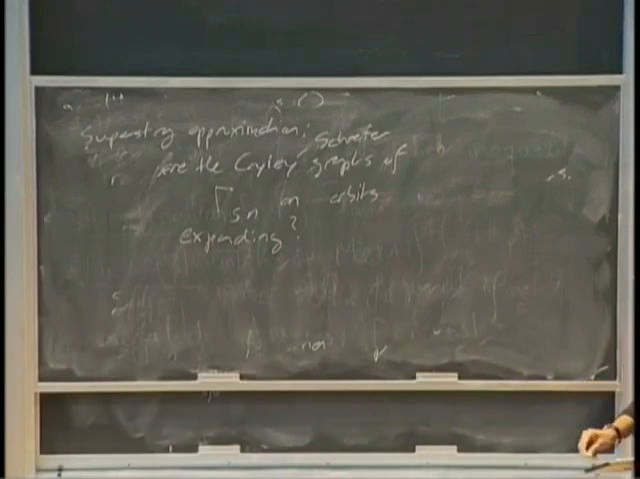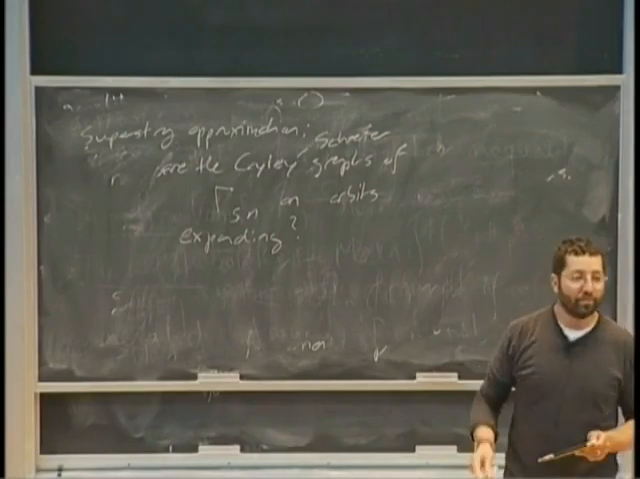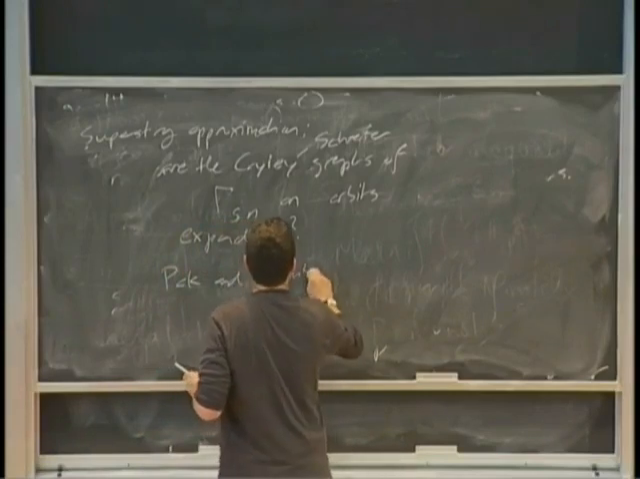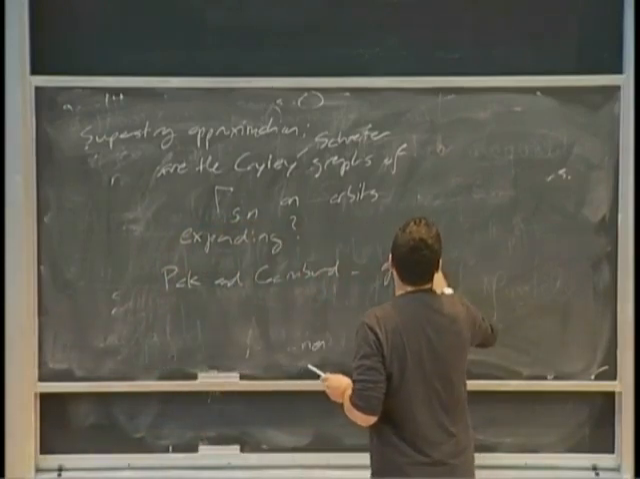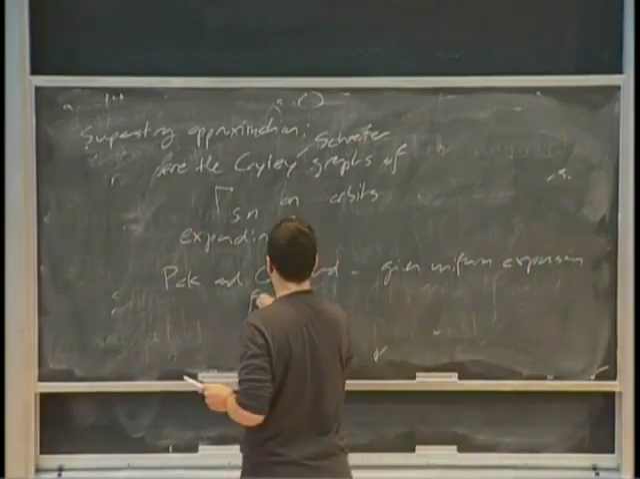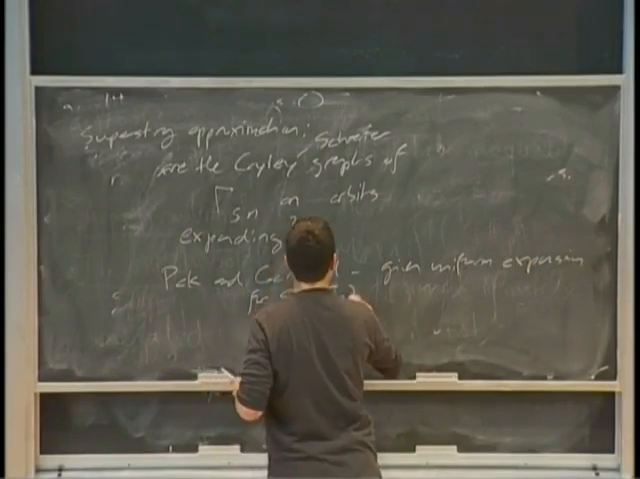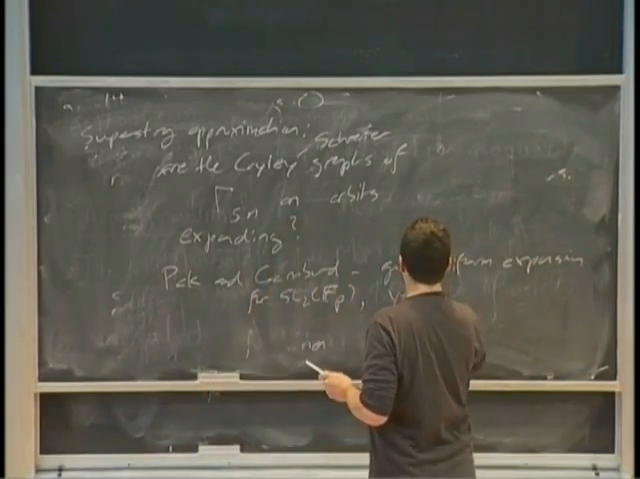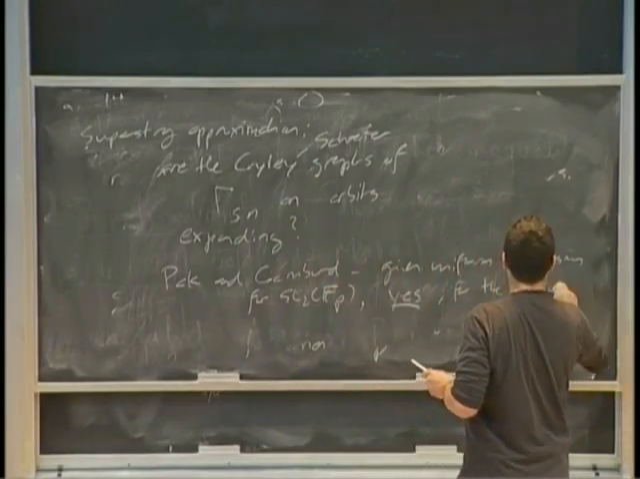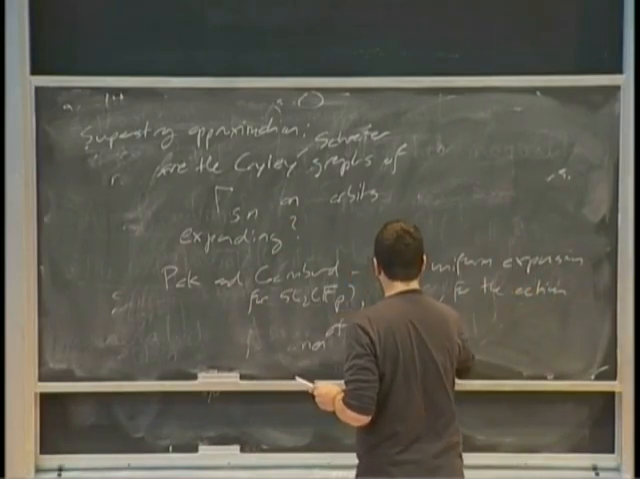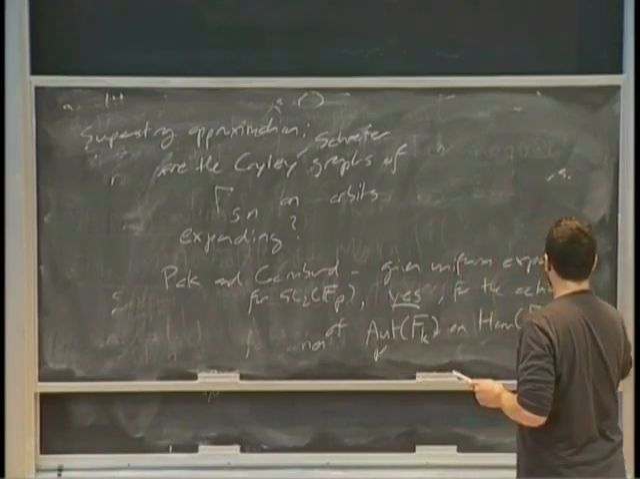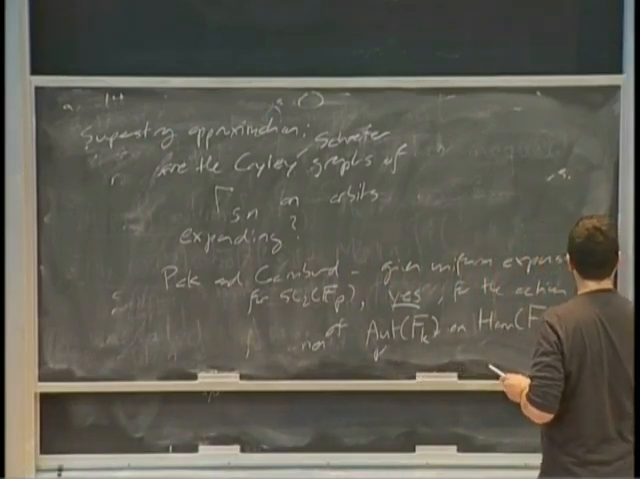And amazingly enough, I do have one thing to say. As Alex mentioned to me yesterday, there's a kind of an old paper of Pak and Gambard. Pak and Gambard gave uniform expansion for SL2 F_p, yes, but not quite for this action. For the action of the full automorphism group of the free group on Hom from the free group to SL2 F_p.